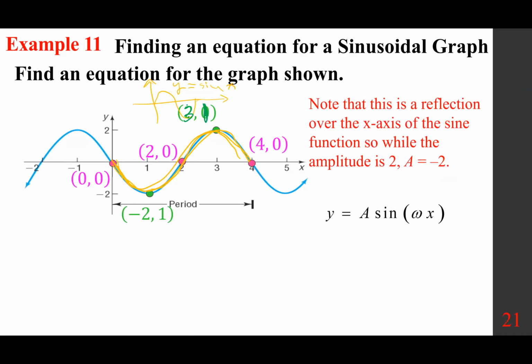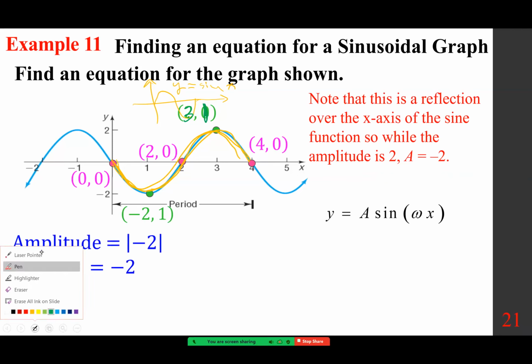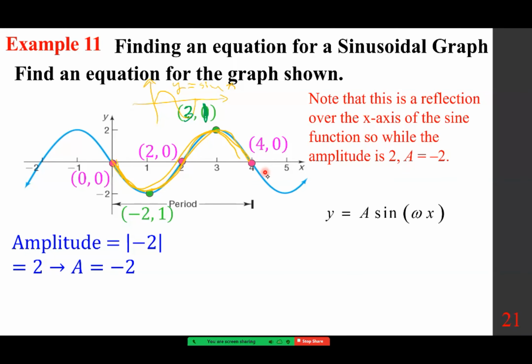And you need to notice that this is a reflection over the x-axis of the sine function, so that the amplitude, whatever it is, becomes negative. Remember, the amplitude is 2, the absolute value of that, right? The amplitude is 2. This has been flipped over. It makes a -2. So the amplitude is the distance 2, but the a is -2 because it has flipped over.